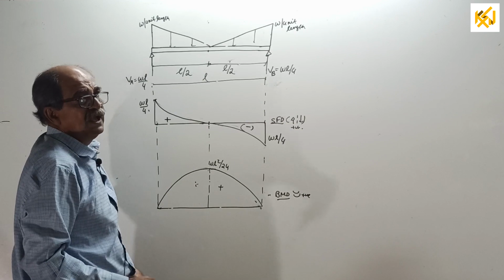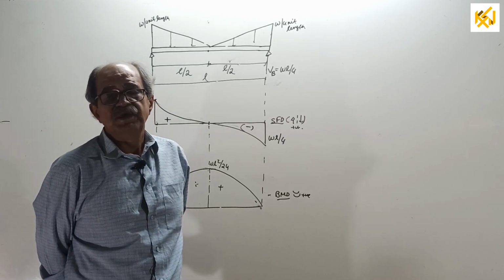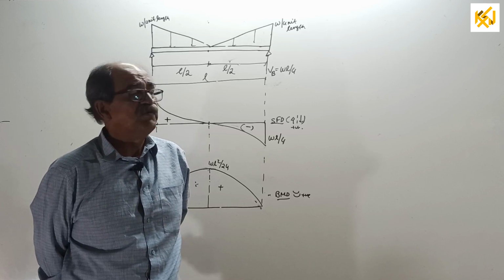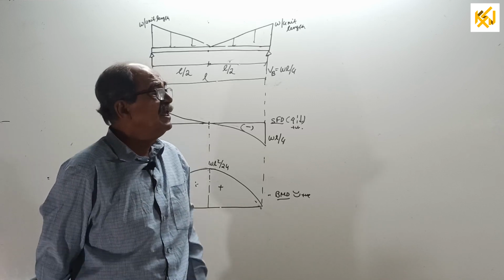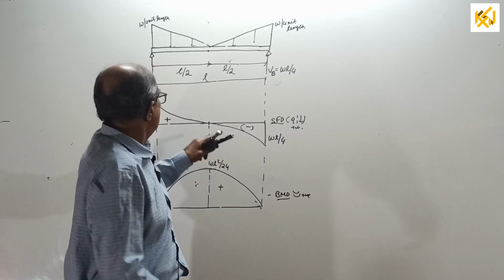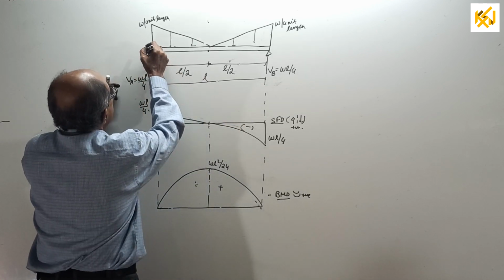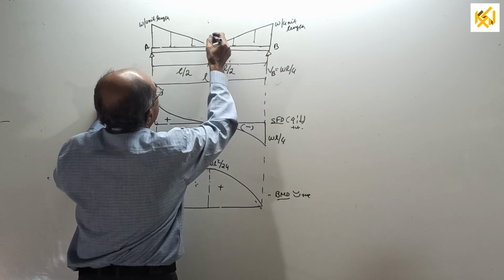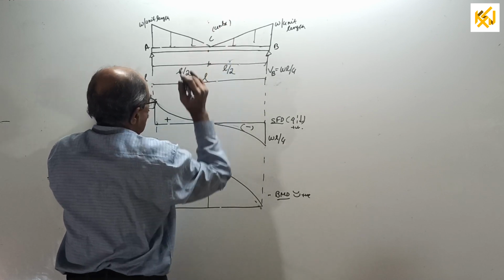SFD and BMD. Again, a little later, for all the types of loading, I will give one extra class and tell the variation, with so many principles. If there is confusion, after that come back here and go through once again. SFD and BMD are over now. So reaction A, this is B, this is center C. C is the center. Over.